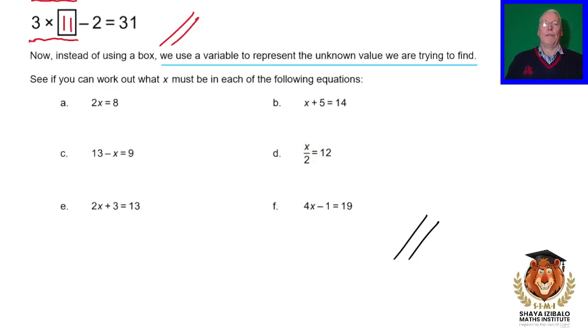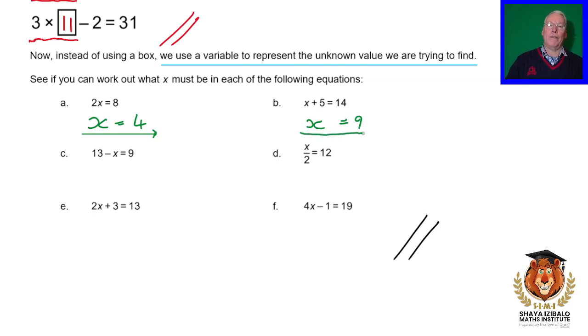Okay, so this first one: 2x equals 8. Now remember what 2x means. It means 2 times x. 2 times what gives us 8? x must be 4. x plus 5 gives us 14. What must x be? What must we add to 5 to get 14? And the answer is 9.